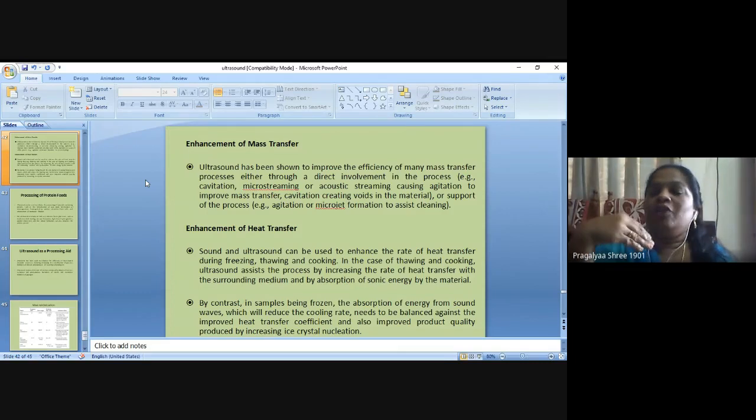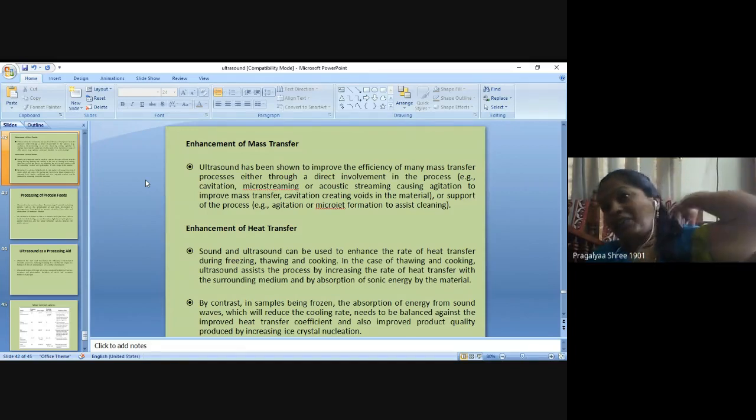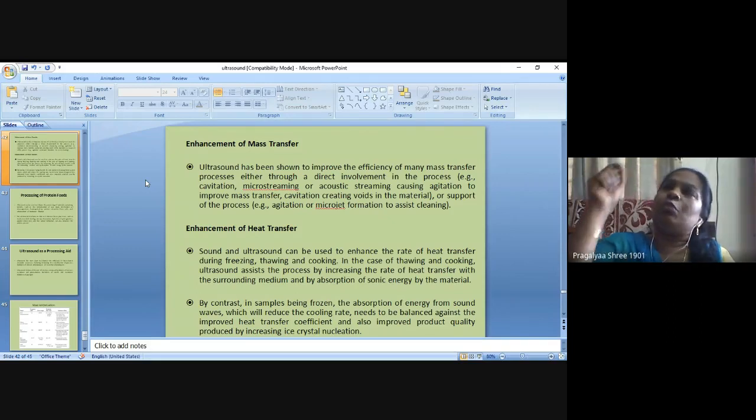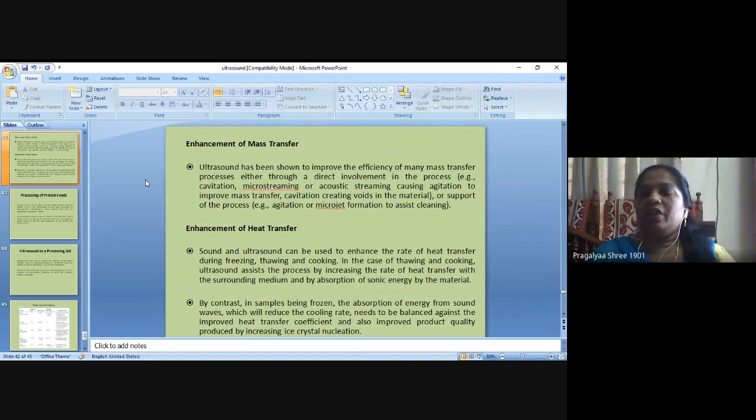Cell inclusions will be what? Released, okay, or acoustic streaming. That means what? The ultrasound causes agitation of the material, that creates what? Mass transfer. So cavitation is creating it, and not only that, what is cavitation? Cavitation is nothing but tearing or fracture that creates pores, and that leads to what? The inclusions come out of the materials. Okay, it also supports other processes like what? Agitation or microjet formation to assist the cleaning process is also possible in this case.